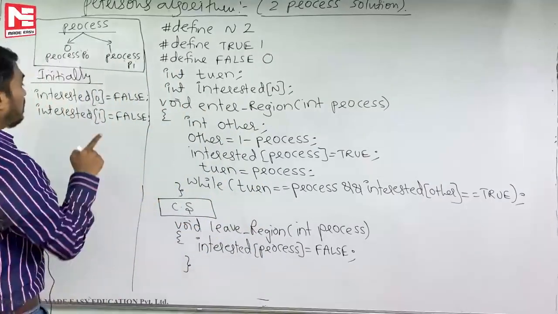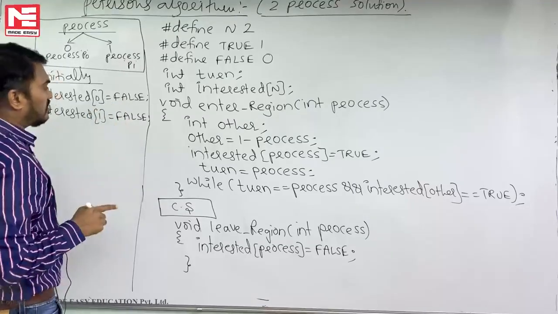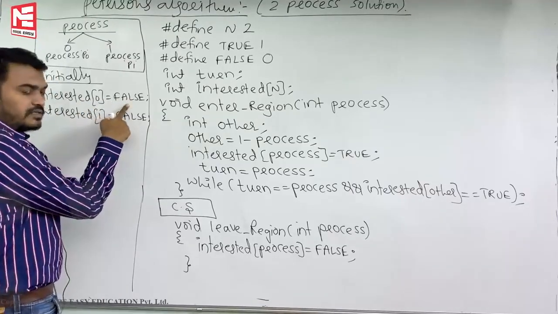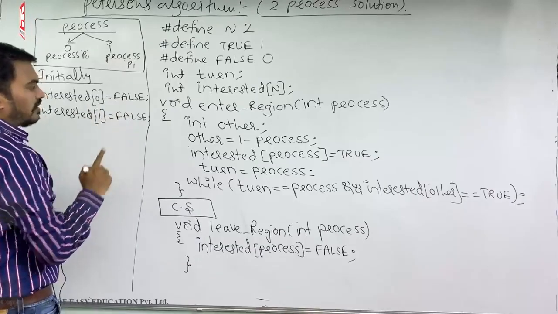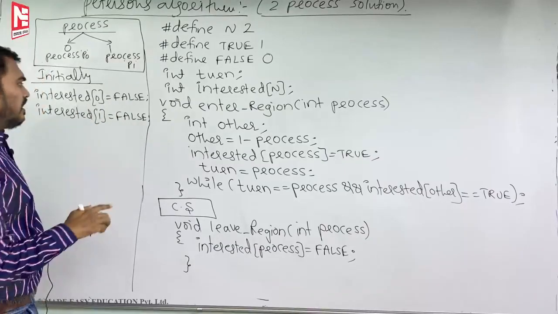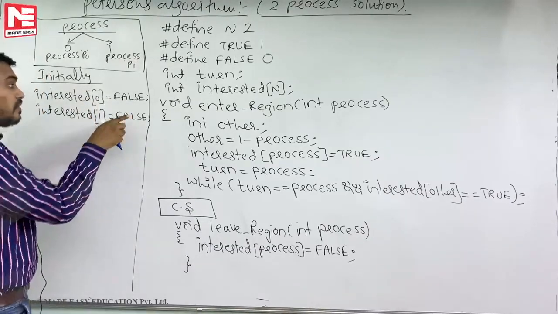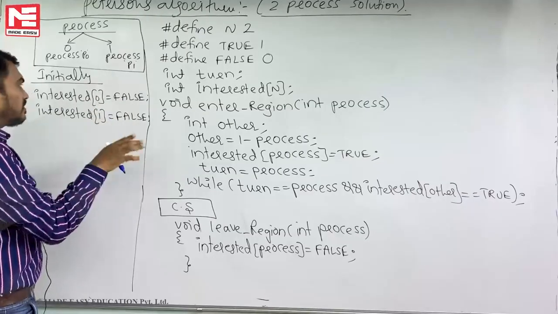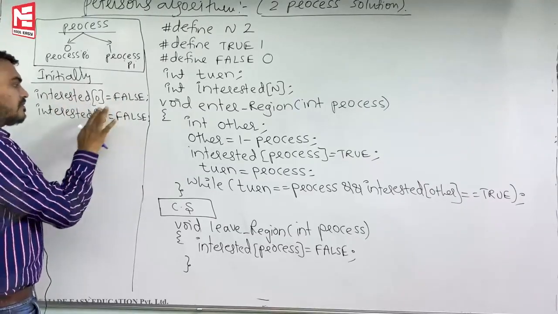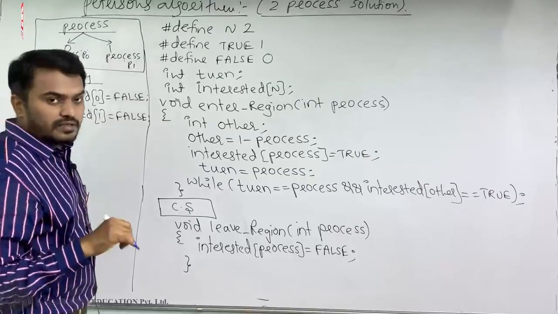Remember, initially both are assigned false. So interested[0] is false and interested[1] is also false. That is already given in the algorithm. You cannot change these values. Initially, interested[0] is always false and interested[1] is false.